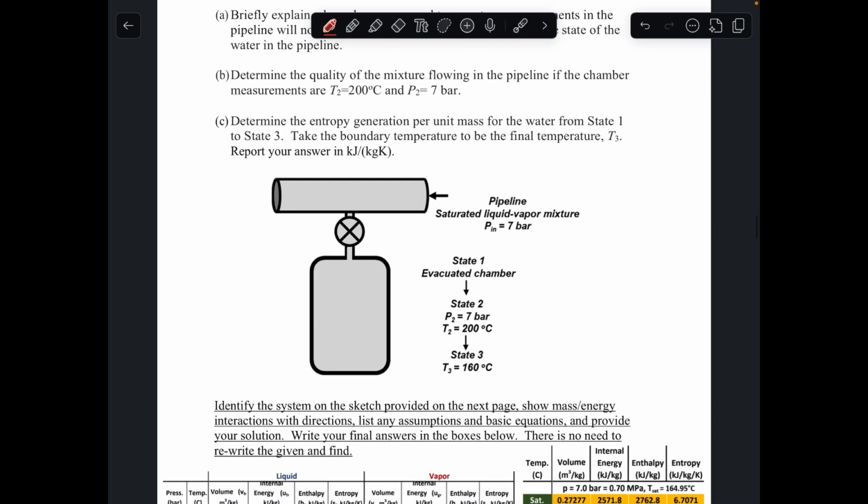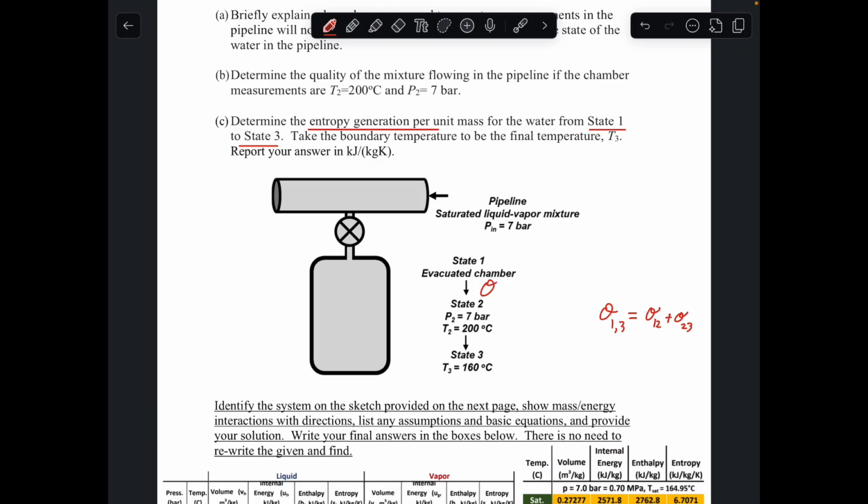So this problem is a bit long because we need to evaluate a lot of different properties. And we're after here the entropy generation per unit mass from state 1 to state 3, which is basically sigma from 1 to 3 should be equal to sigma from 1 to 2 plus sigma from 2 to 3. Right? There's going to be some entropy generation in this process from 1 to 2, and then again there's going to be some more in this process from 2 to 3.